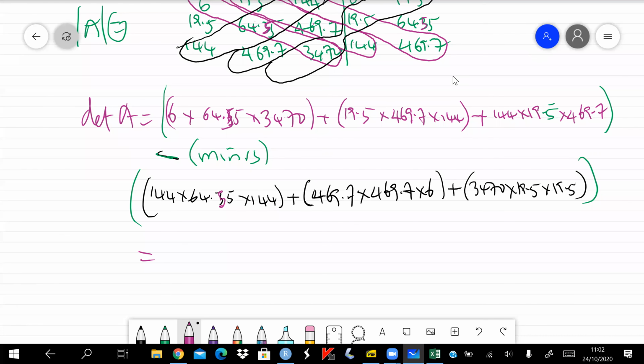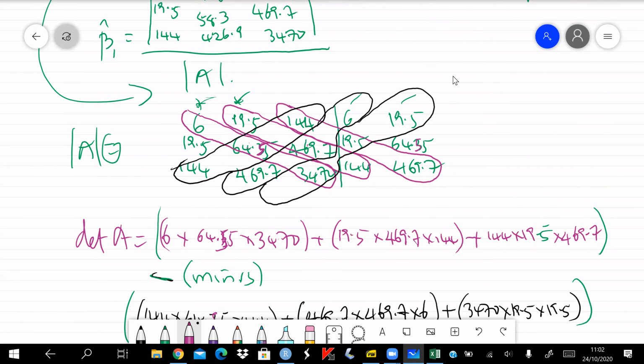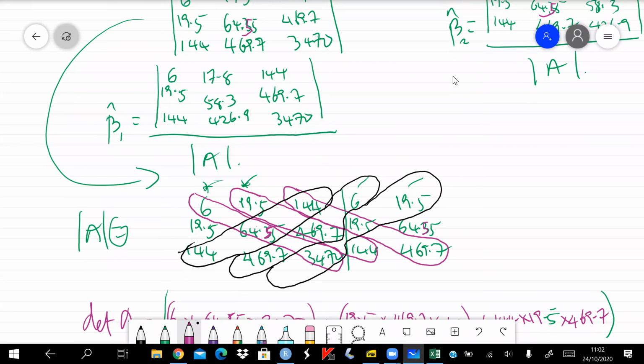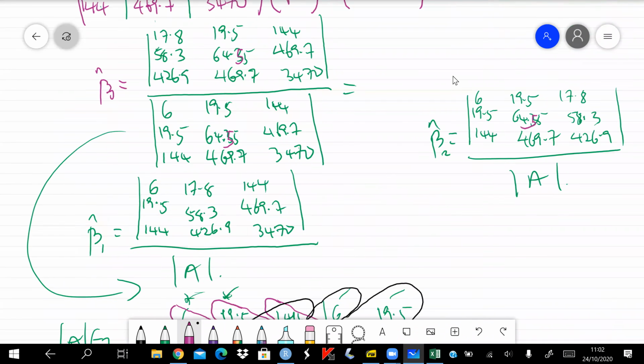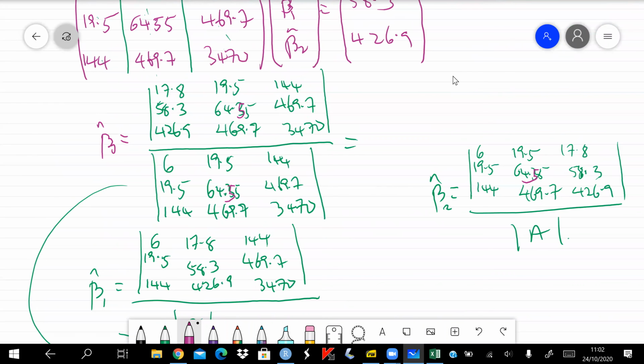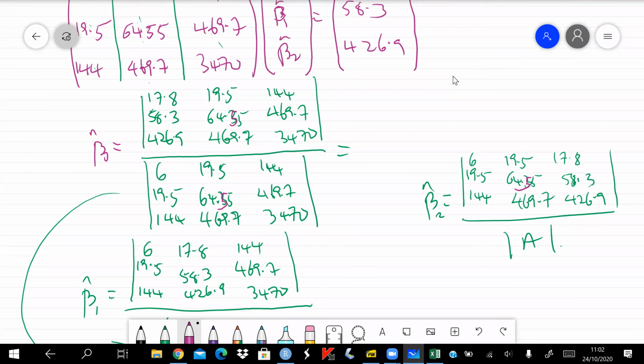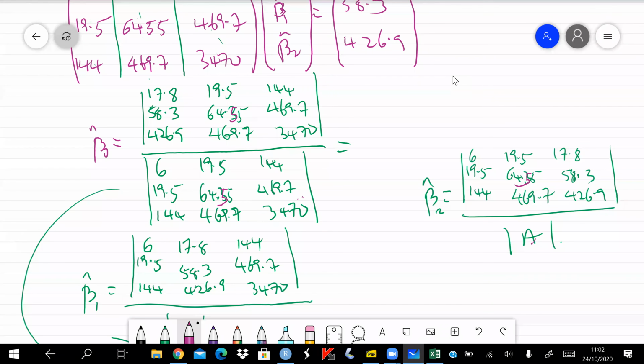So the determinant is 81.36. That's the determinant of A. So that's the divisor. Please notice that we have corrected here. This is 64.55. We have corrected that everywhere. Okay, like that. So that's the divisor that will be put down here in the three estimates.